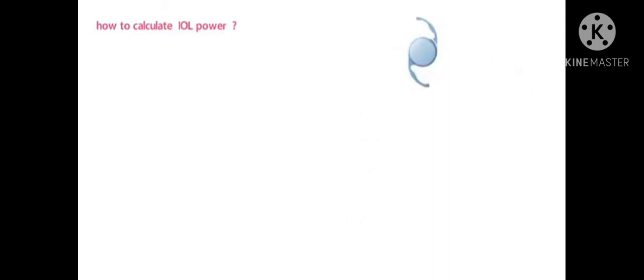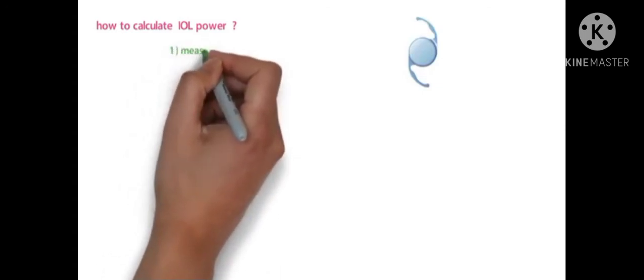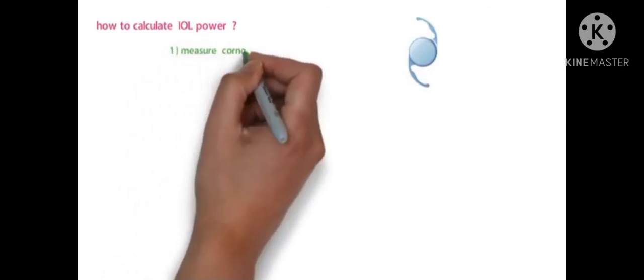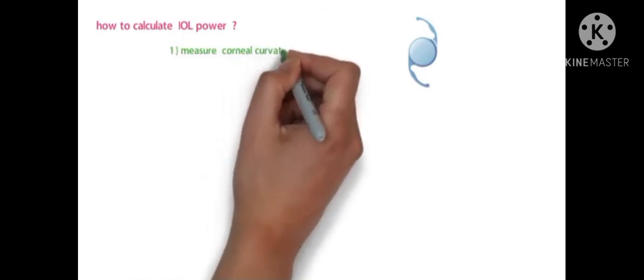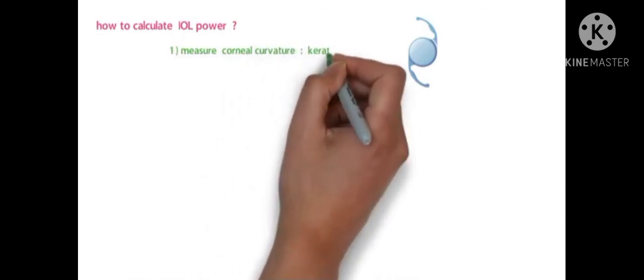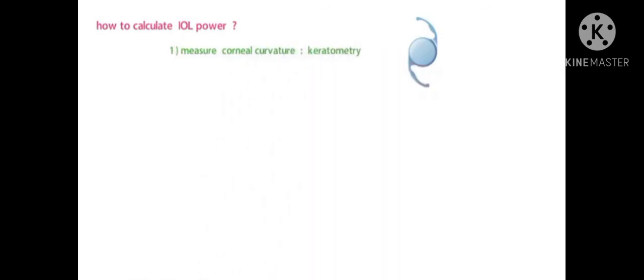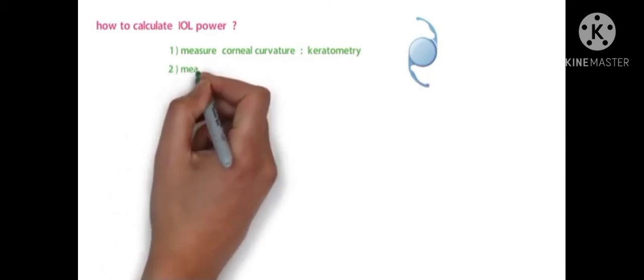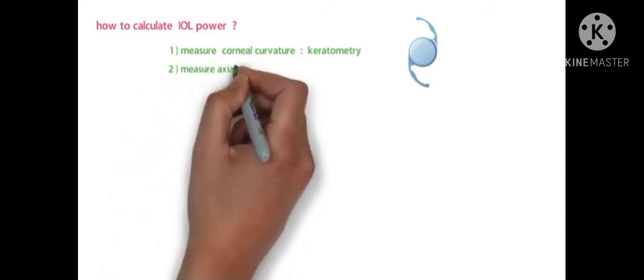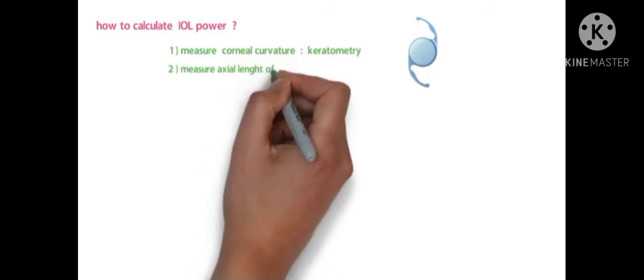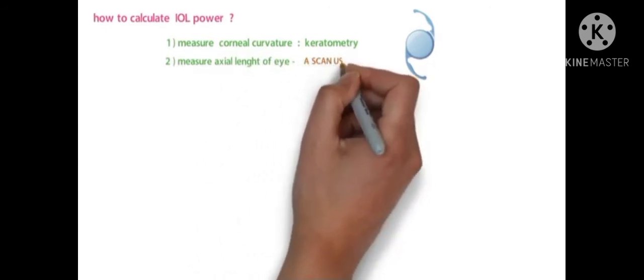For measurement of the IOL power, the first step is to measure corneal curvature. Now, how can we measure the corneal curvature? Do you know which method? Yes, we can use keratometry. The second step is to measure the axial length of the eye. How can we measure the axial length? We can measure it by A-scan USG.